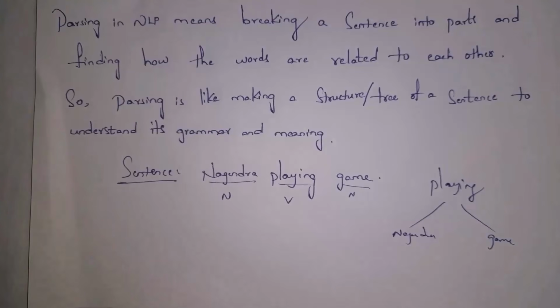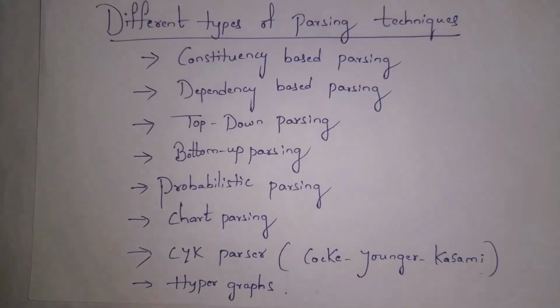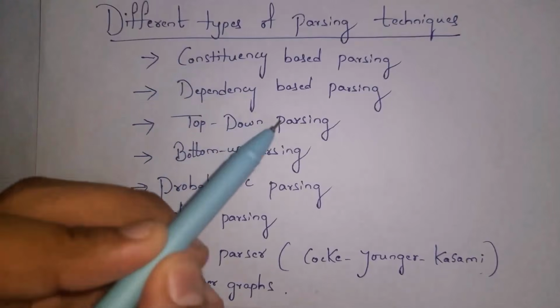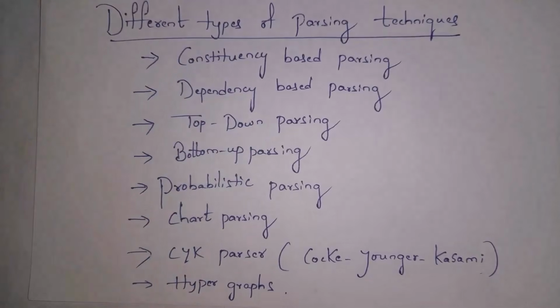So parsing is done by a parser. Parsing means breaking a sentence into various parts and then identifying the grammar for each part. After identifying the grammar, the parser will create a tree-like structure in order to understand the complete meaning of the sentence. This is known as parsing. Parsing techniques are mainly classified into two types: one is constituency based parsing and the second is dependency based parsing. And we can also use other parsing techniques like top down, bottom up, probabilistic, chart parsing and CYK parsing.